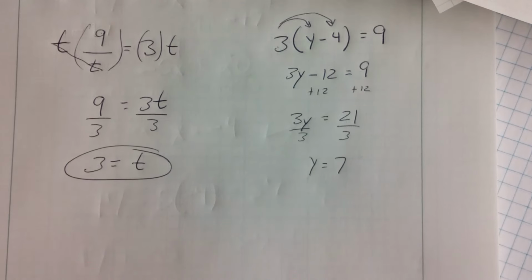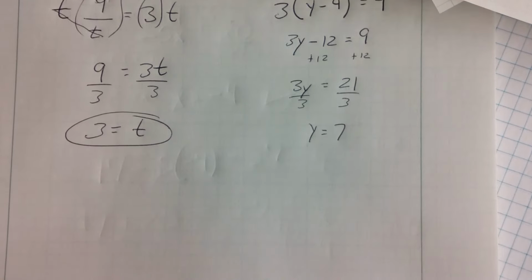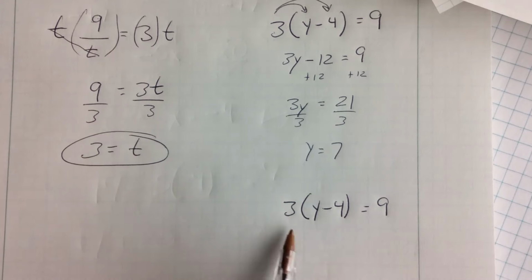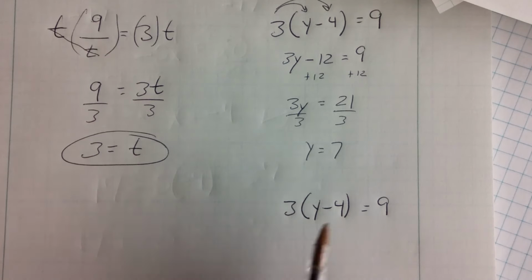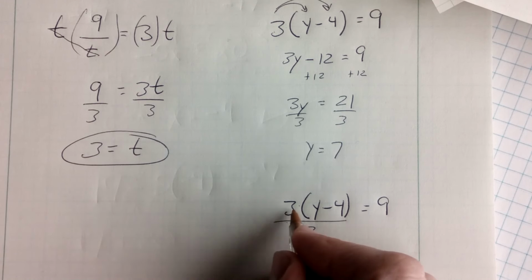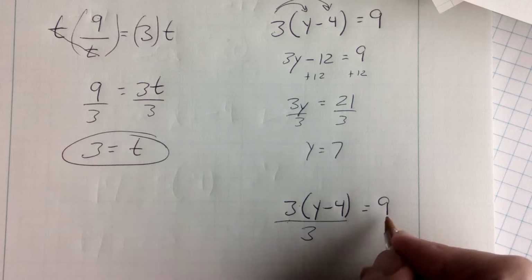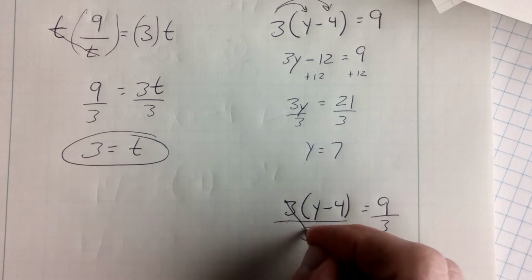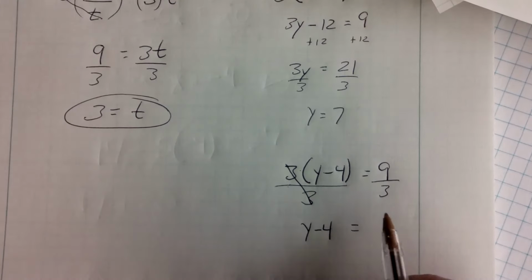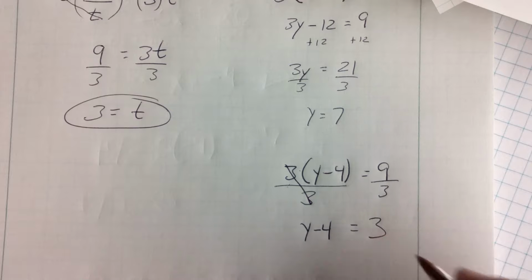An easier way to do that is to realize that I'm doing the exact same problem, but rather than distribute in, let's divide by 3 first. Let's get rid of the multiplication of that 3 times this parentheses. If I do that, then the 3's cancel. I don't have to distribute. I'm left with y minus 4 equals, and by the way, what's 9 divided by 3? It's 3.